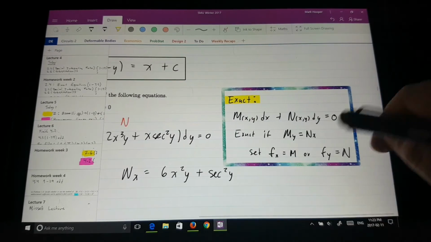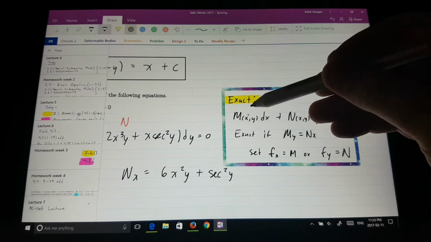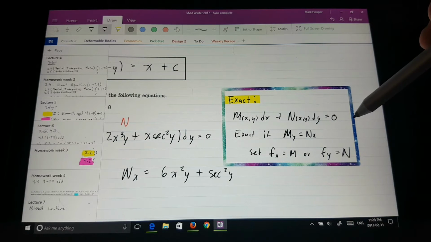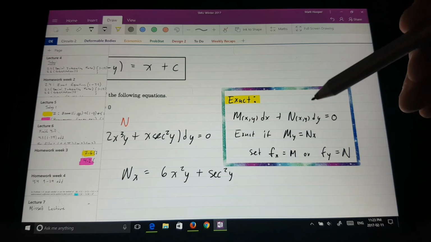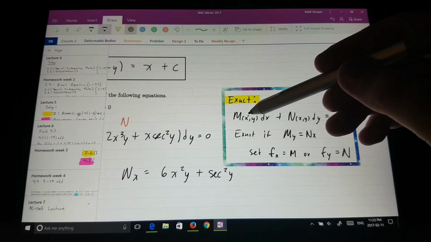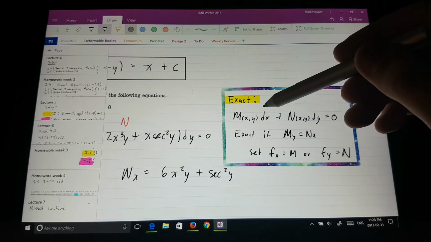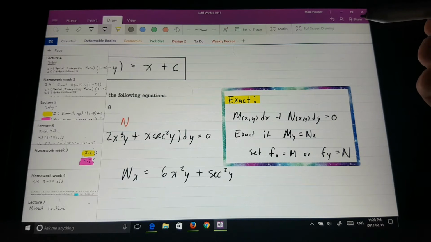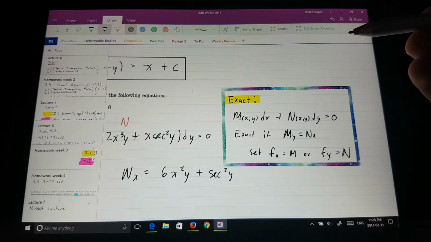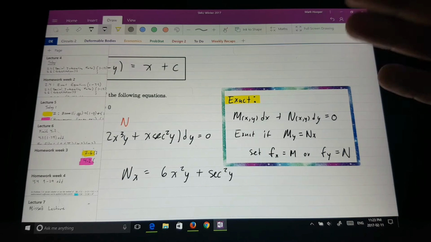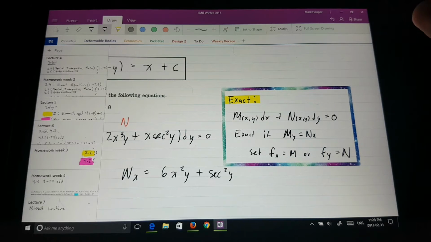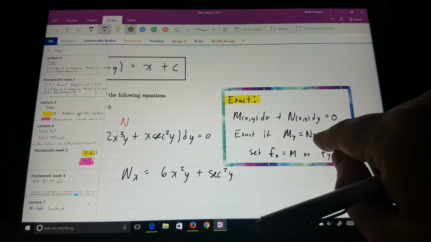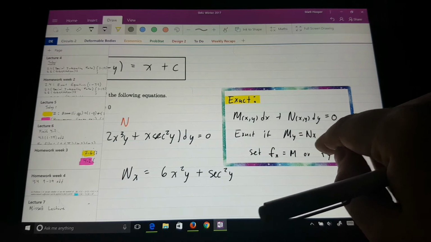So here's the skinny on exact. M of x and y dx plus n of x and y dy equals 0. And it's exact if you take the partial with respect to y of m, because this is dx, right? So if you do dy, this is, what is it called, Clairaut's theorem or something like that. You take the partial derivatives in alternating order and of any equation, it's going to be the same thing. So when these are exact, this will equal that.